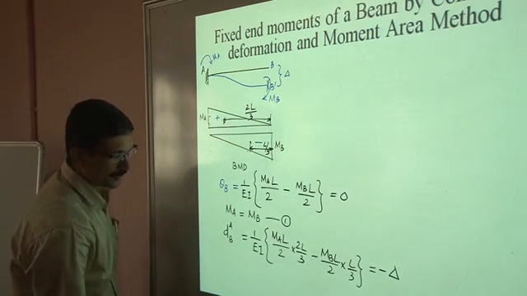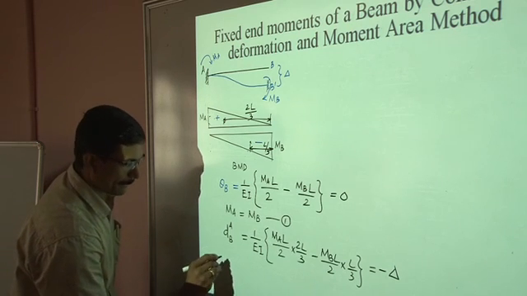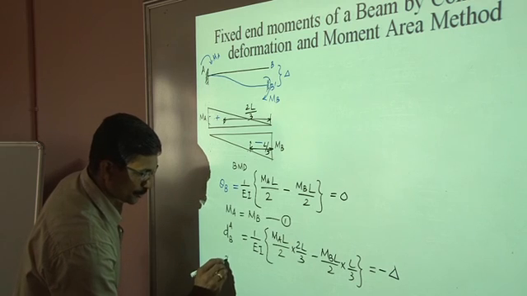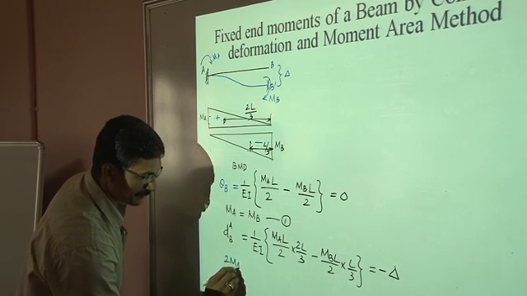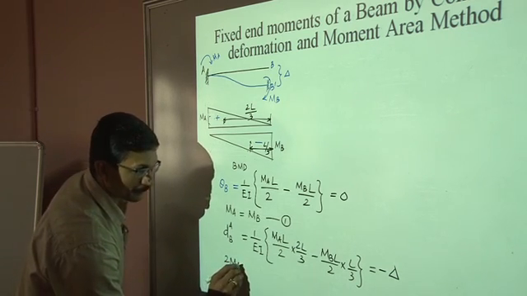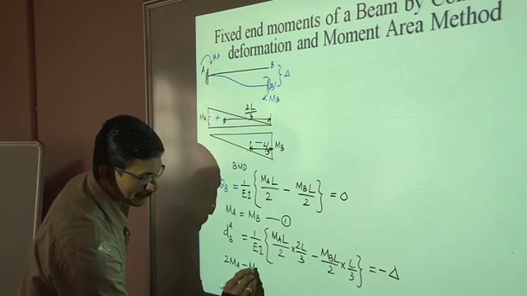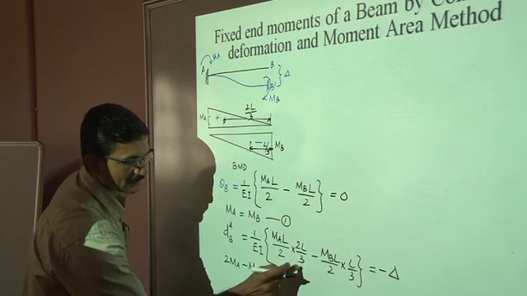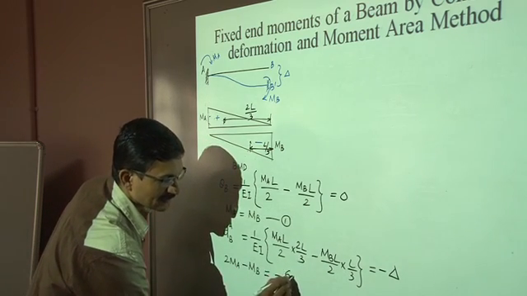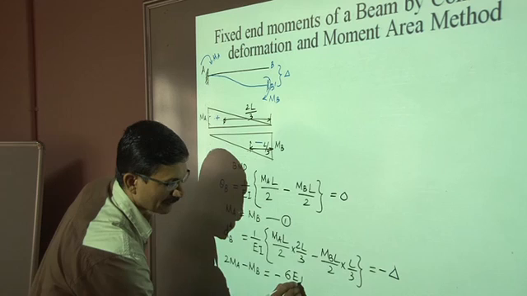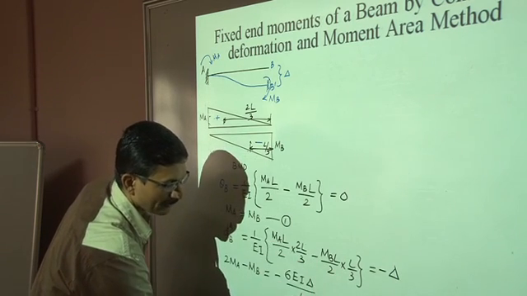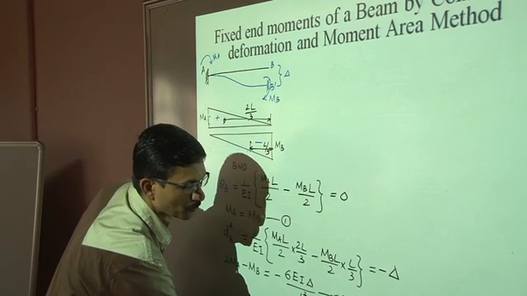Now if we simplify that equation, we are going to get 2MA minus MB is equal to minus 6EI delta divided by L square. Equation number 2.